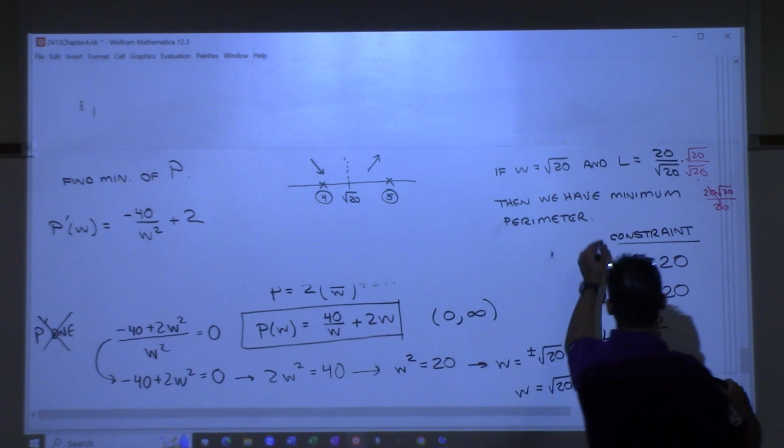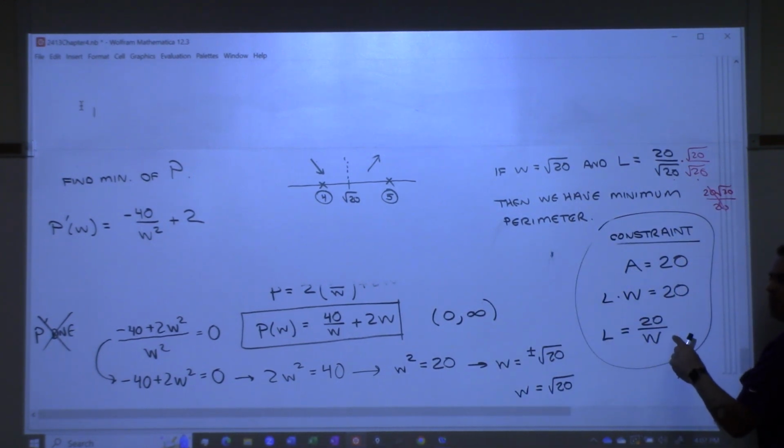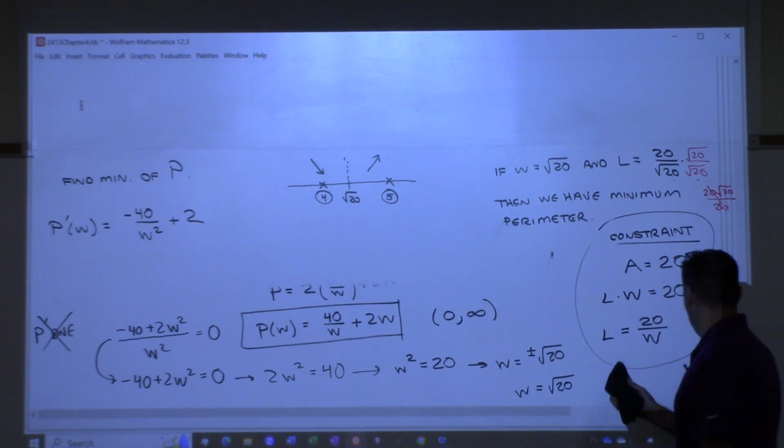Right here, back in the constraint equation, remember we solved for L? That's where you'll always go back to figure out the other variable. Your constraint should be solved.